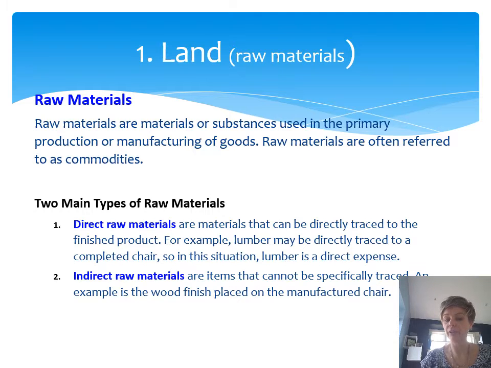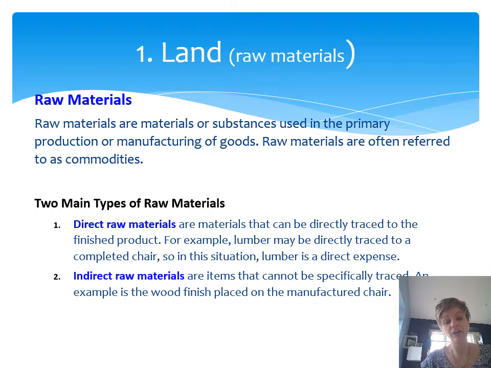So for example, if you're sitting on a wooden chair, you look at the chair that you're sitting on, you can see that the wood, the lumber that's used in that chair is directly traced back to the forest. It came from a tree. It is called a direct expense.